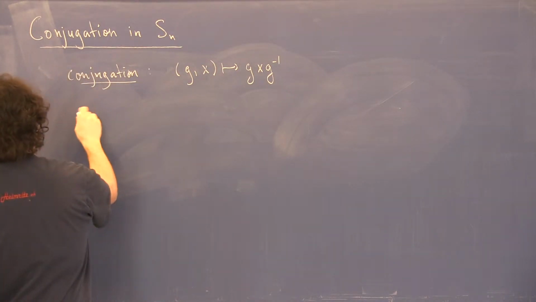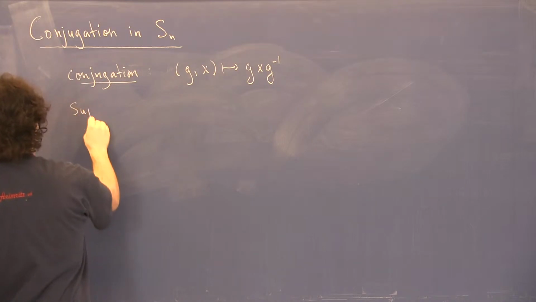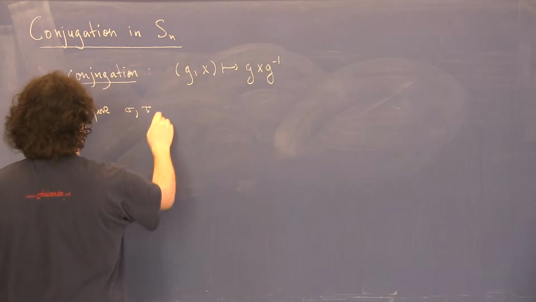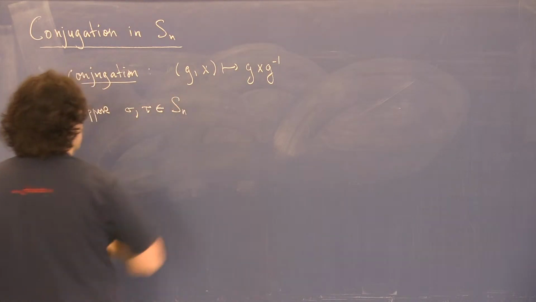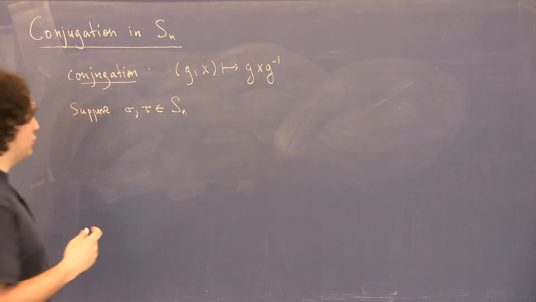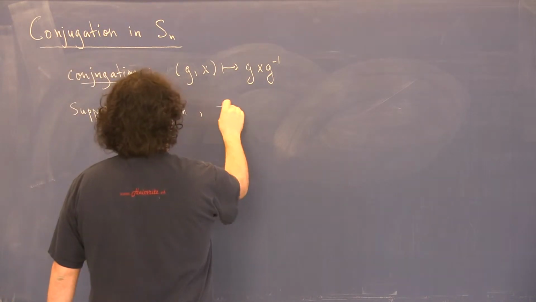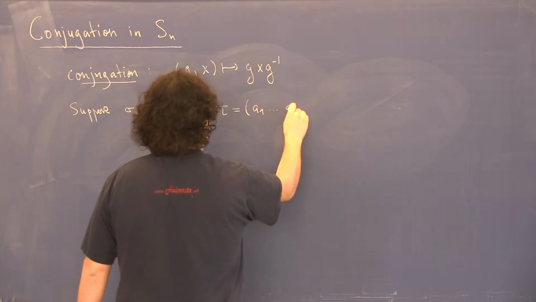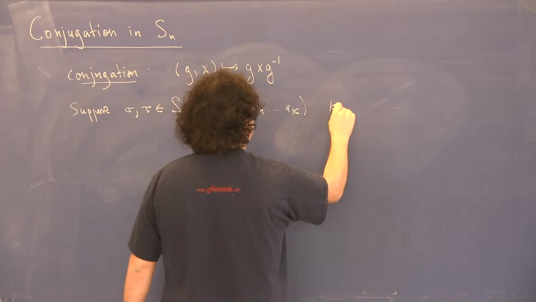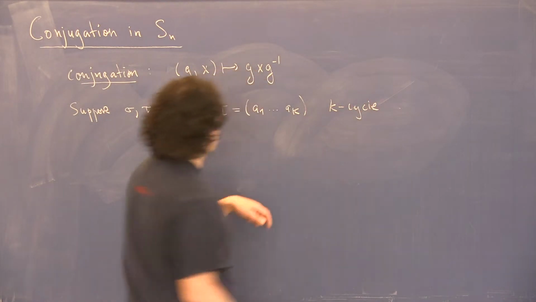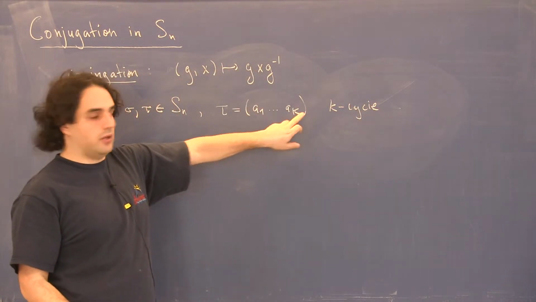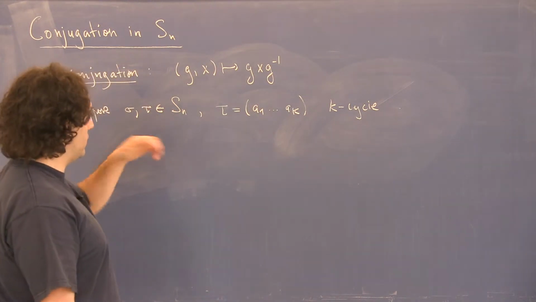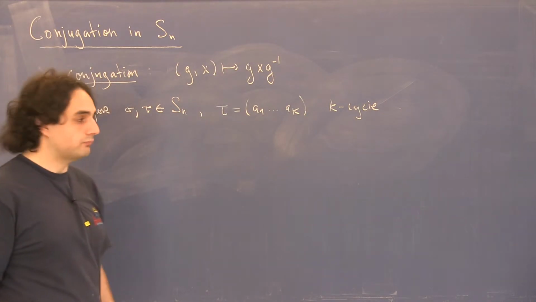So let's suppose we have two permutations, sigma and tau, in Sn. And to begin, let me assume that tau has a particularly simple form. It is a k-cycle given by a1 up to ak. Okay, so these ai are integers between 1 and n.